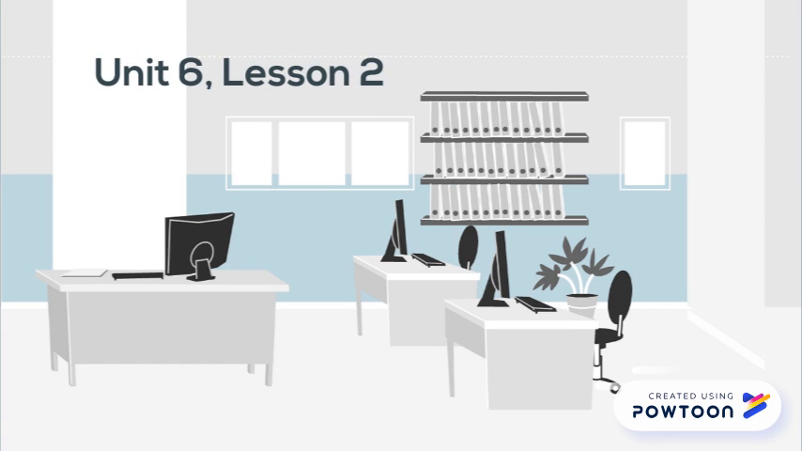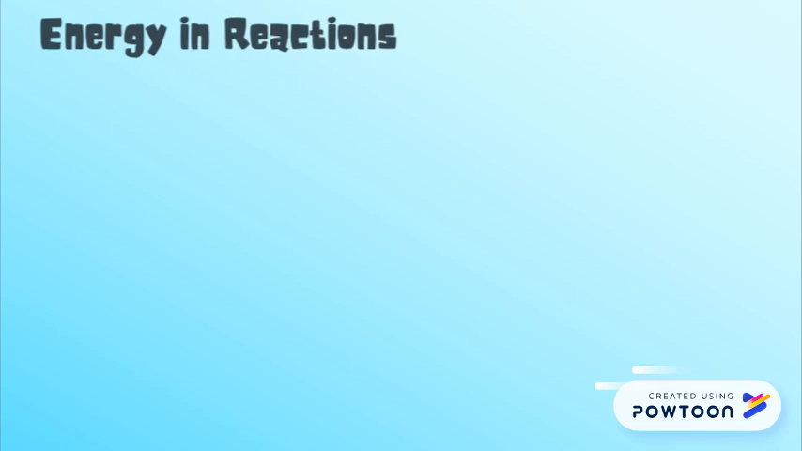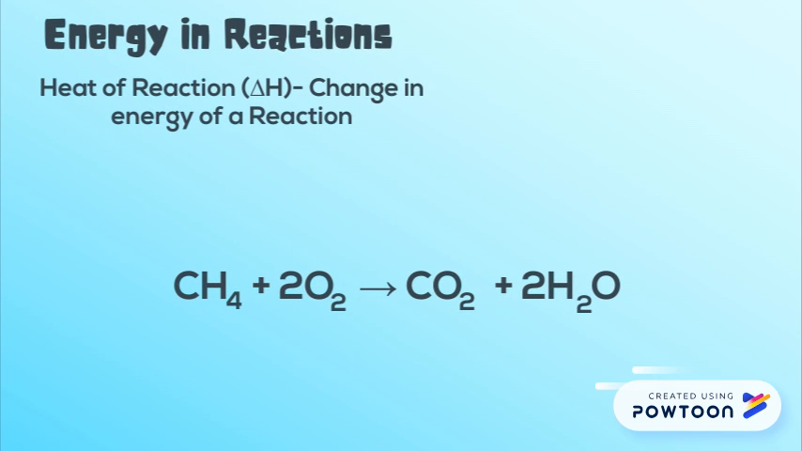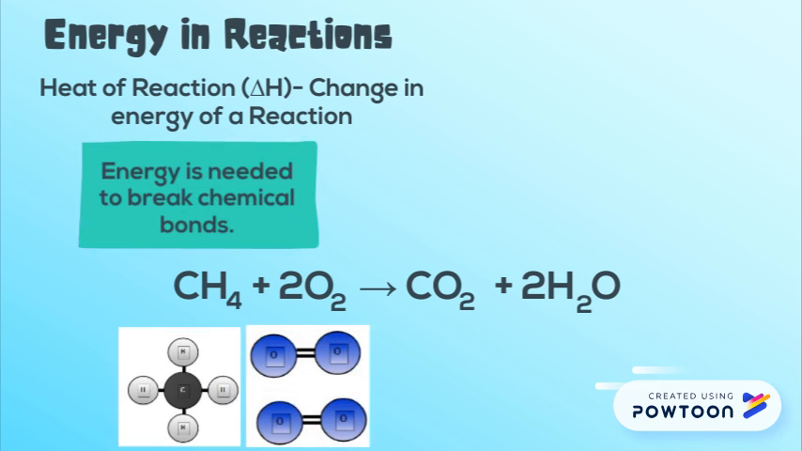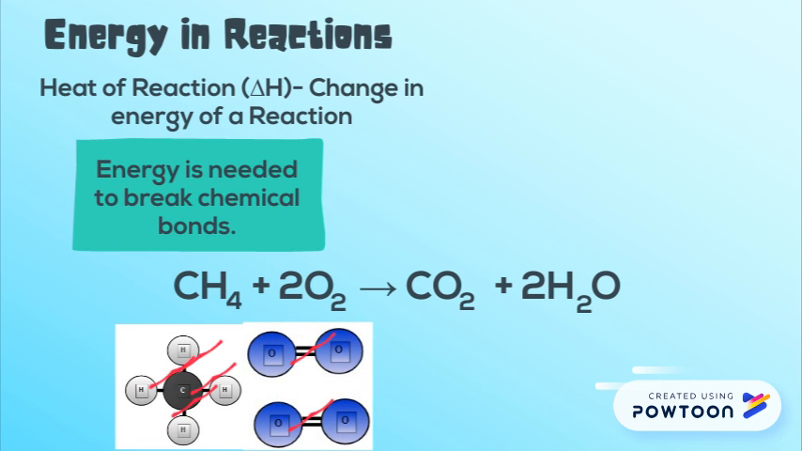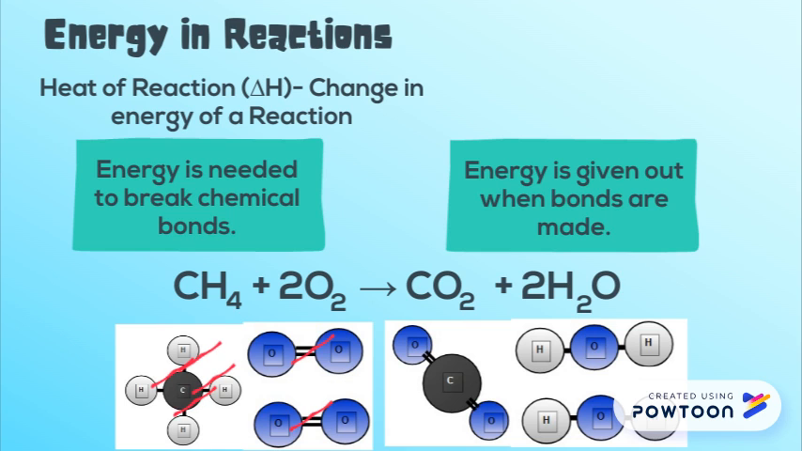For Unit 6, Lesson 2, we will be discussing potential energy diagrams. The heat of the reaction, or delta H, is the measure of our energy change during our chemical change. Whenever we form products, we must break the bonds in the reactants. Breaking bonds requires energy. When we form new bonds in our products, energy is given off. The difference is our delta H.